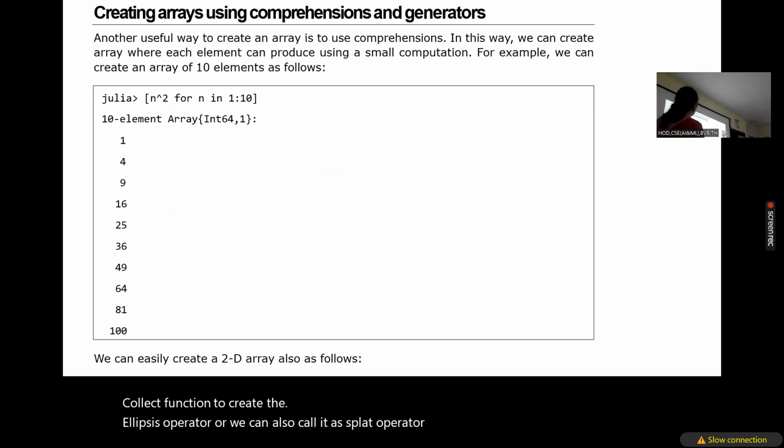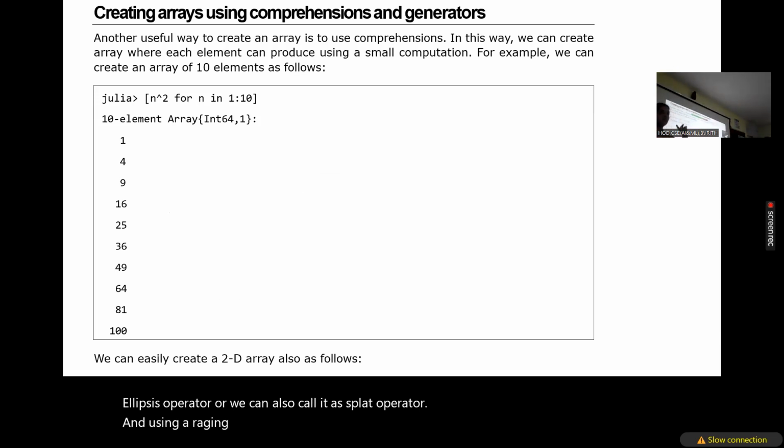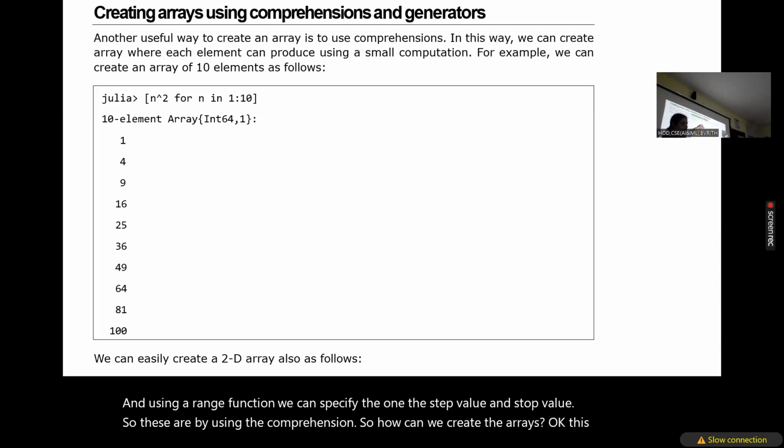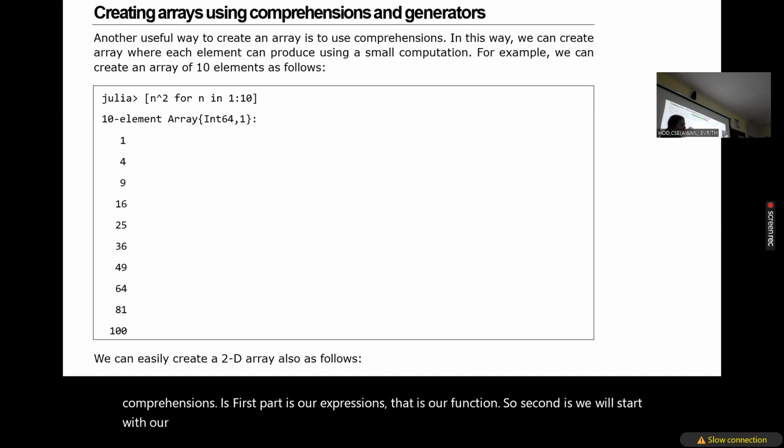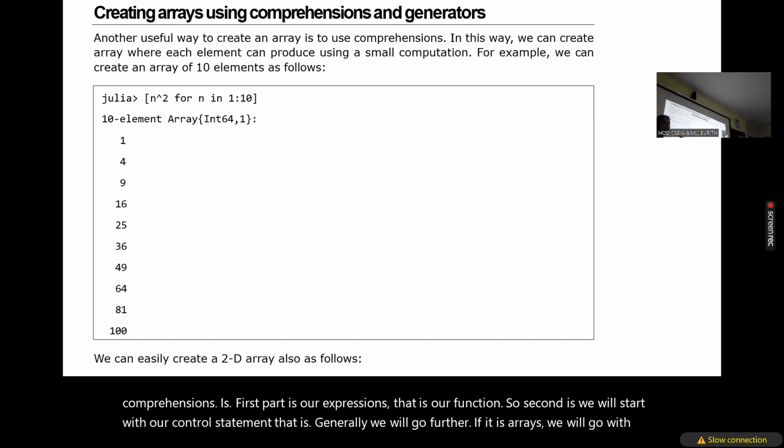So these are the comprehensions. How can we create the arrays? Okay, this is also similar to Python. There are three parts of the comprehension. The first part is our expression, that is our function. The second is our control statement, generally an iterative statement, that is for. And next we have the variable, the temporary variable into which we want to collect the values.